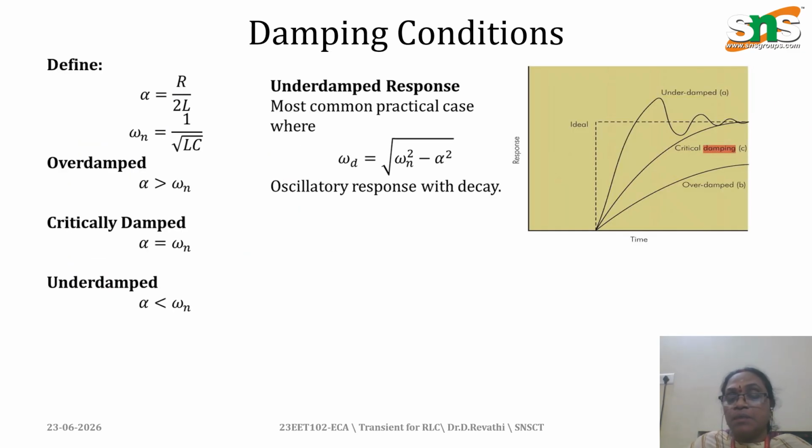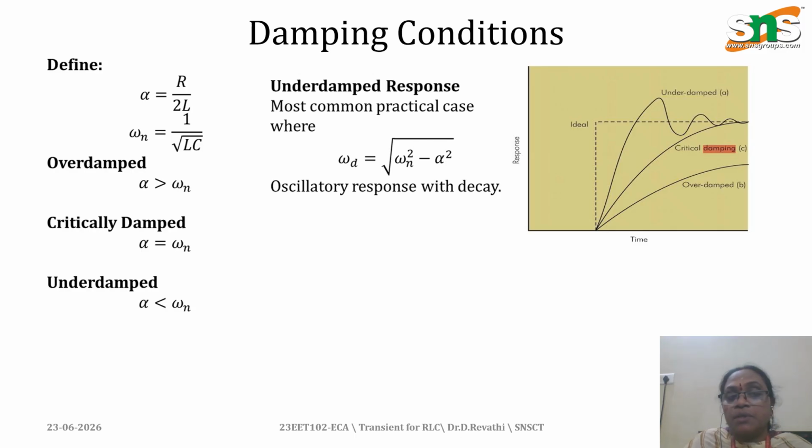And damping conditions, we know that three types of damping are there: underdamped, overdamped, and critically damped. In underdamped, in the initial stage the oscillation will be more, and the steady state comes later. Critically damped reaches steady state shortly, and in overdamped the oscillation is less, but reaching the steady state takes more time. So which one is best? You have to say critical damping is best. So based on this, we are defining the equations.